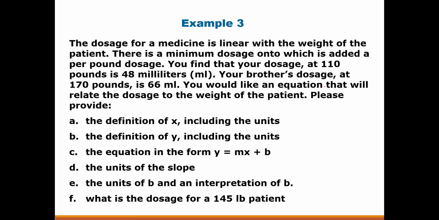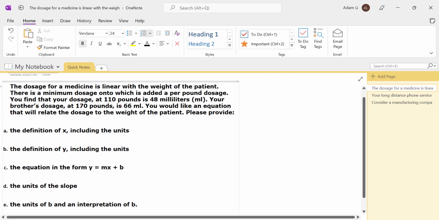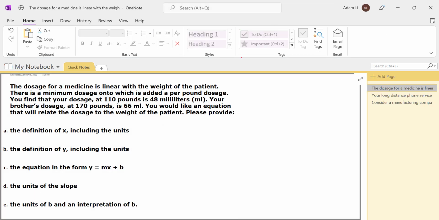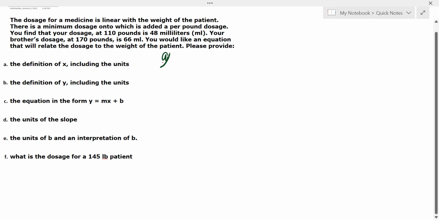So I'm going to show you the detailed solution here. Okay, and I'm going to move on to another platform so we can look into this problem. All right, so now let's continue here. So first one, let's define the x values, right? So here the dosage depends on the weight. So for part A, the defined x will be the weight of the patient in pounds. Weight of patient. Unit is pound, right?